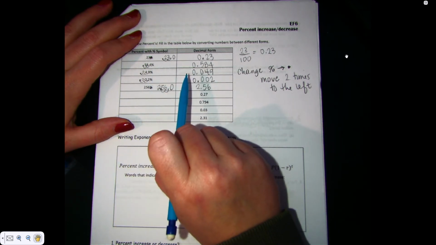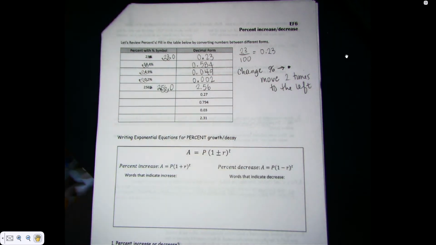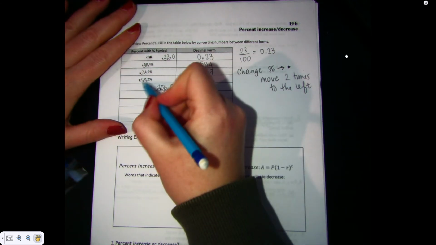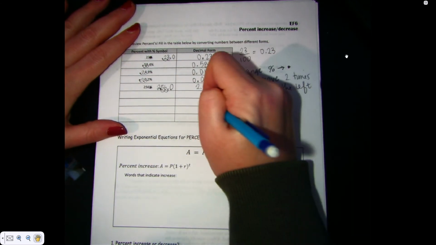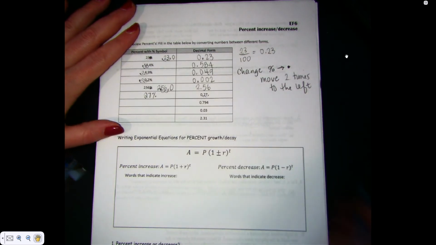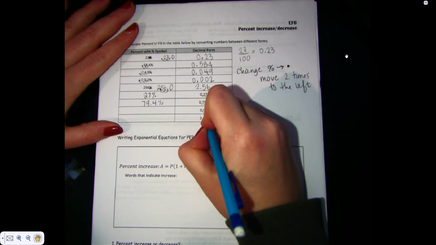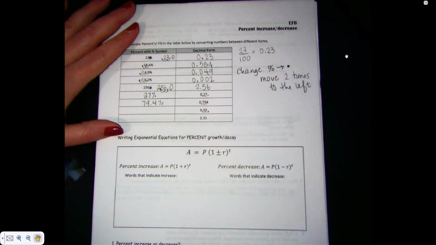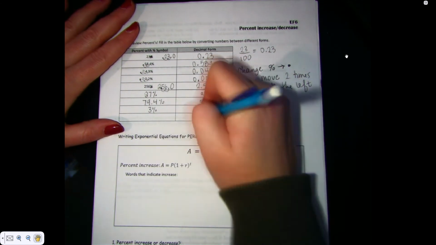Now what about doing a decimal to a percent? Well, if I went 2 times to the left, that means that this one, I should go 2 times to the right. So this one, I went to the left; this one, I'm going to the right. So 1, 2, that means I'm at 27%. Going 1, 2, that means I'm at 79.4%. Here's my decimal. I go 1, 2, that means I am only at 3% because I don't need to write those zeros. And I go 1, 2, that means I'm at 231%.